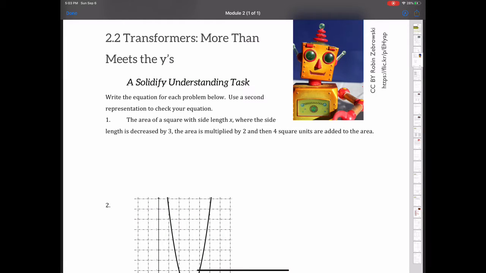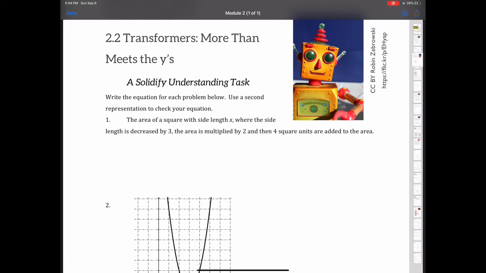All right, welcome to 2.2, more of Transformers and more than meets the Y's. So the first thing that we're going to do is write an equation for each of the problems below. You'll build on the notes that you did yesterday a little bit, where those notes kind of told you what each thing did. So now we're going to go the other direction.